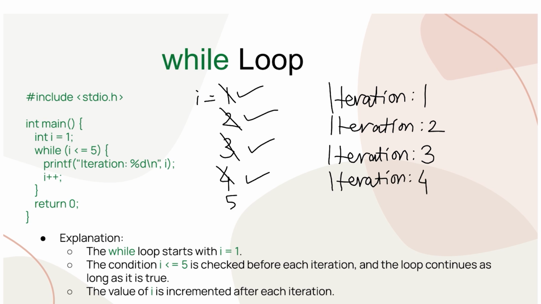Again the value of i is incremented to 5. As I said, it is less than or equal to 5. Condition is still true? Yes, it is. So enter the block, print iteration 5. Now the value of i is incremented to 6. Now the condition is false and it will skip this block, take the control to the next line and continue with the rest of the code. So this is how while loop works.